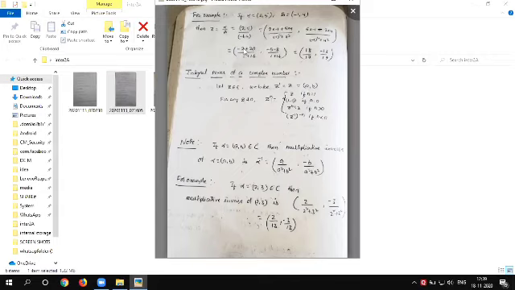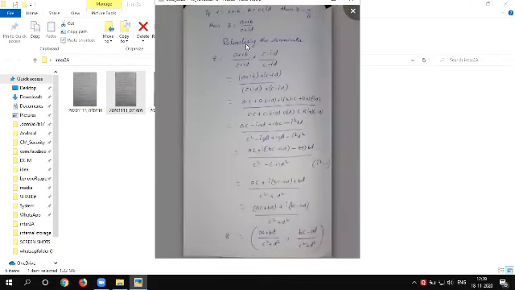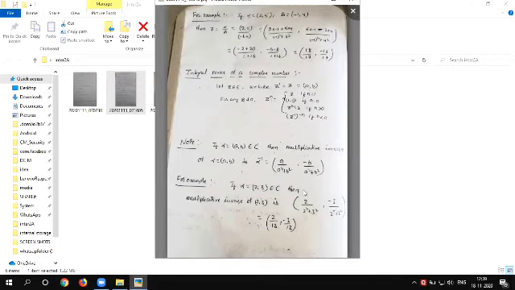Use the same rationalizing method, the same rationalizing the denominator, and simplify like this to get the answer. And if we know the formula, then substitute the values of alpha and beta, that is the a comma b values and the c comma d values, in that formula.